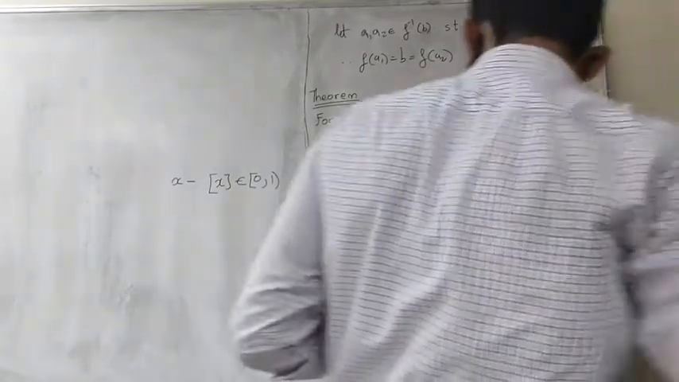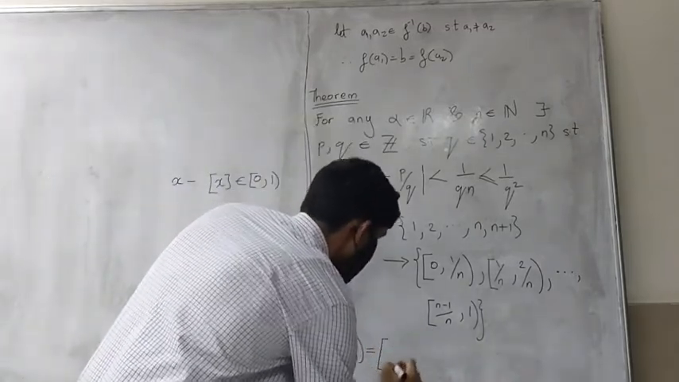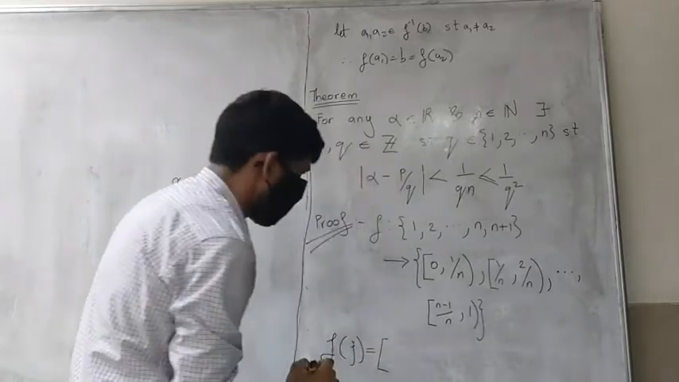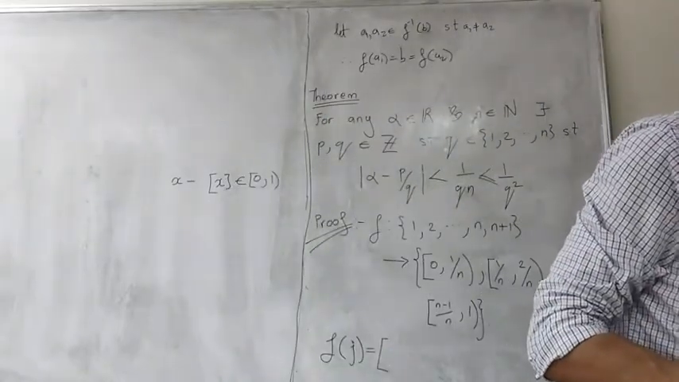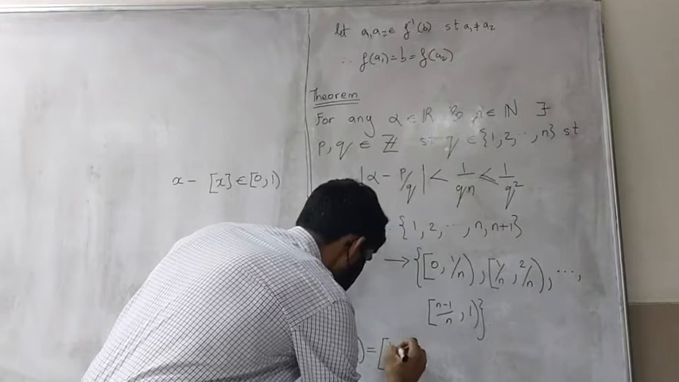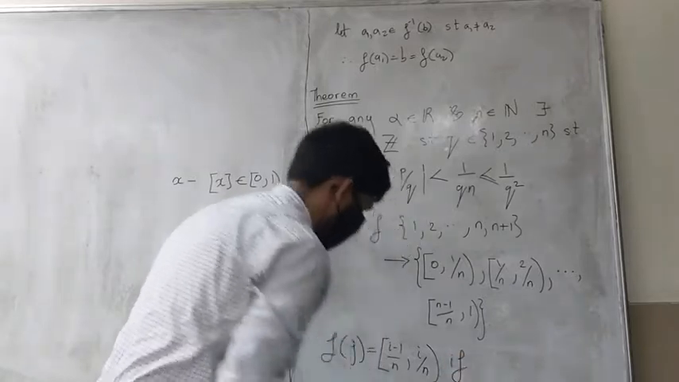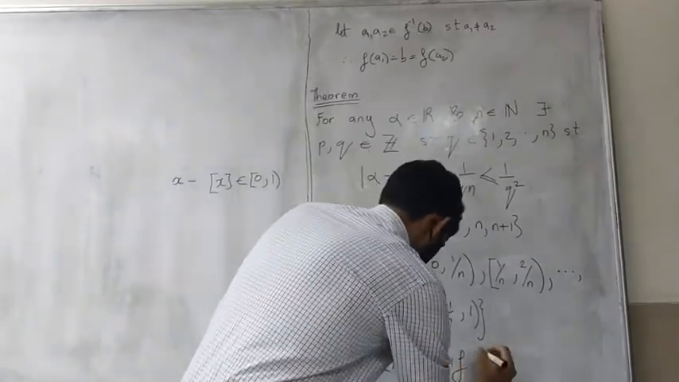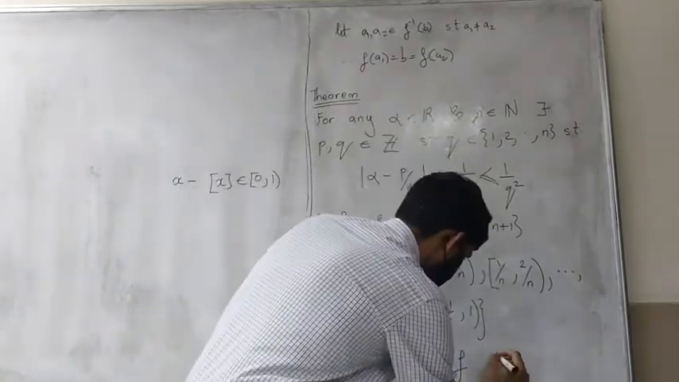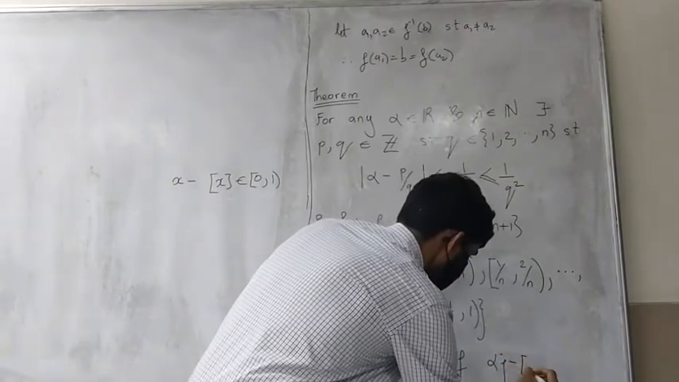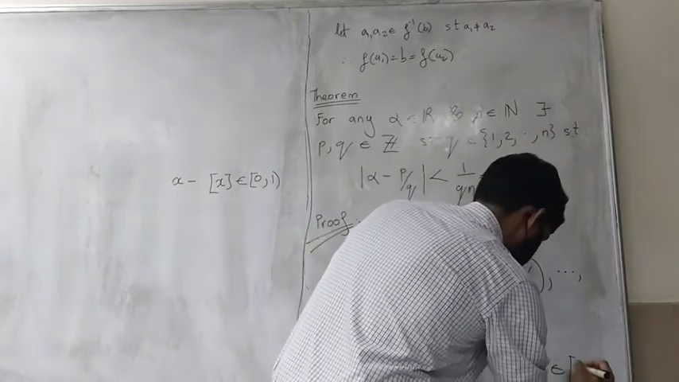So I'm going to take j to the set. In general, let me write it like this: i minus 1 by n, comma i by n, if alpha j minus the integral part of alpha j is in this interval.